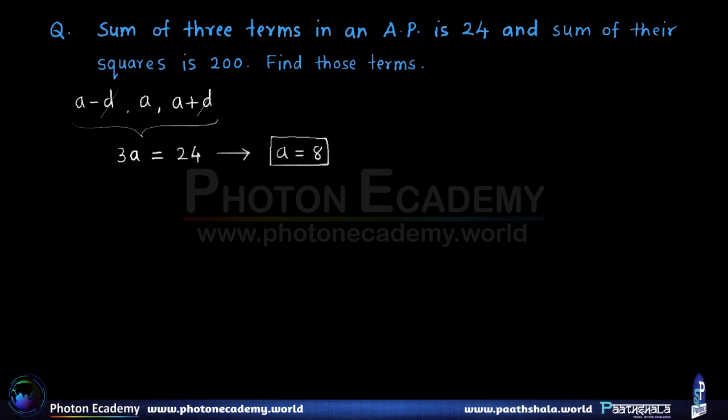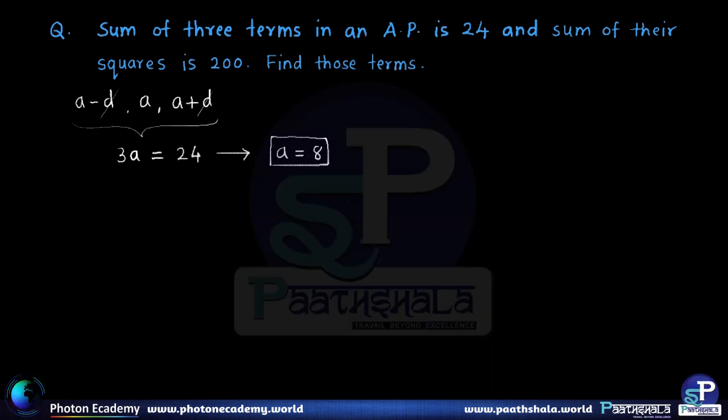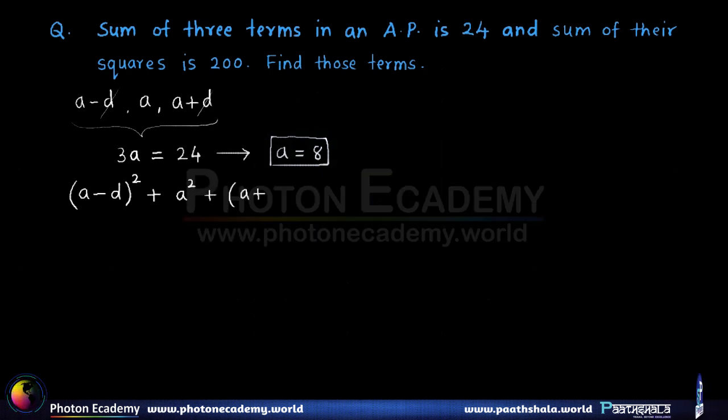Now when we use the second condition, that the sum of their squares is 200, writing the squares, we have (A minus D) the whole square, which is the first term squared, plus the next term squared, A square, and lastly we have (A plus D) the whole square. Now this is given to be 200, right?